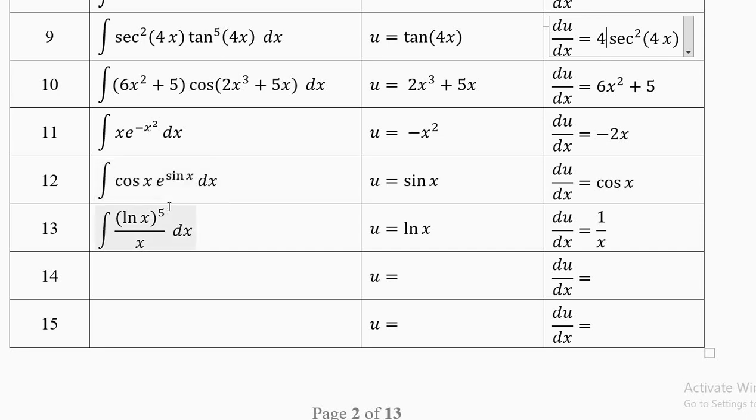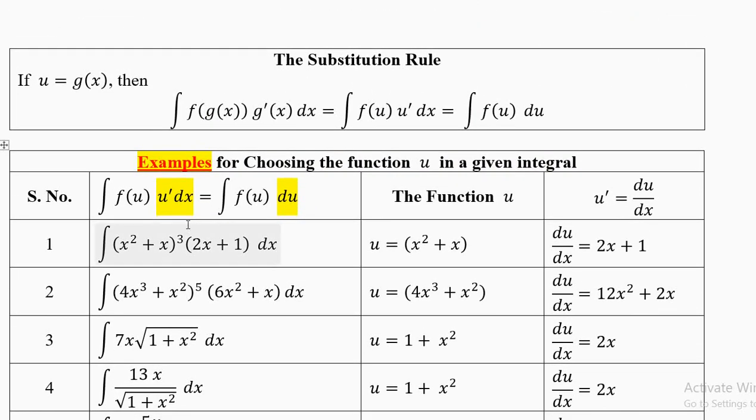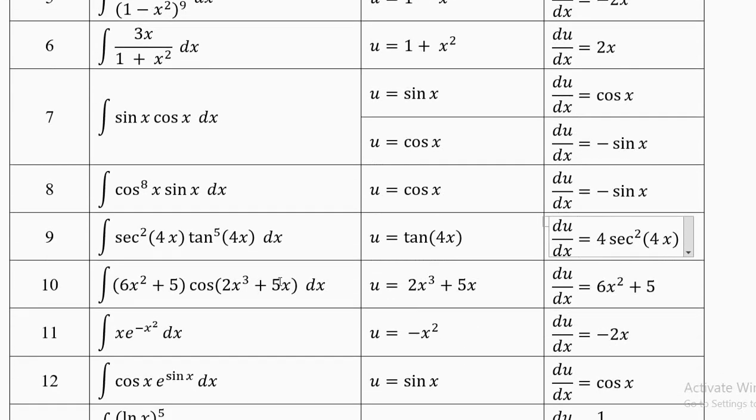Now e power sin x, so it is e power u equal to sin x, du by dx equal to cos x. Now here ln x is your u equal to ln x, and it is u power 5 multiplied by the derivative, which is 1 by x. So here you have u power 5 into the derivative. Look, it is always f of u into derivative of u, f of u du. So it is always like that.